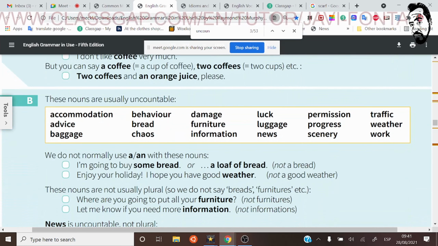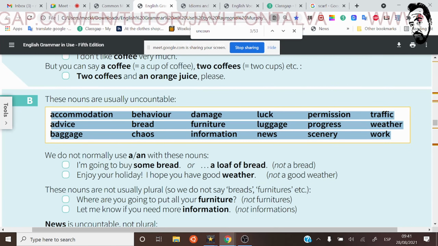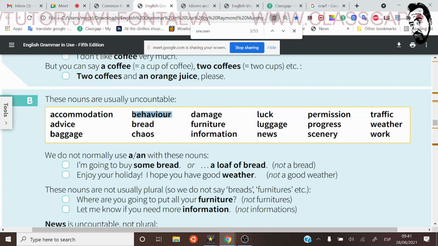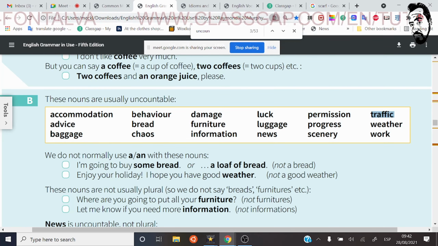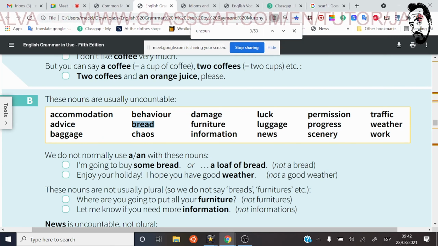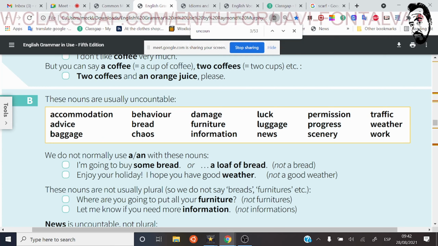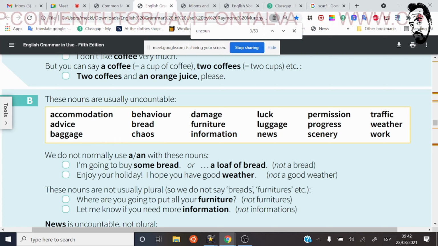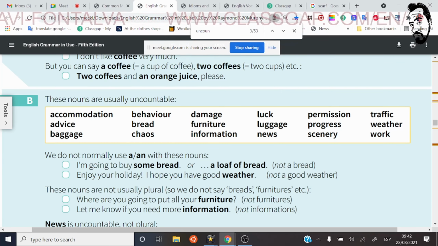So here we've got uncountable nouns: accommodation, behavior, damage, lack, permission, traffic, advice, bread, furniture, luggage, progress, weather, baggage, chaos, information, news, scenery, and work. Okay? Do you understand everything here?